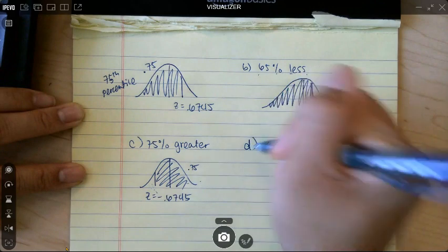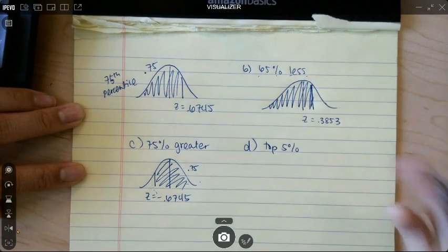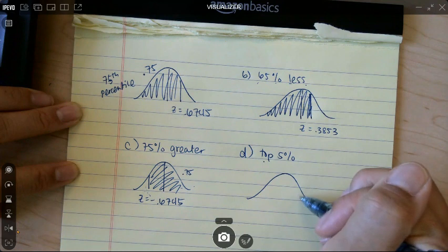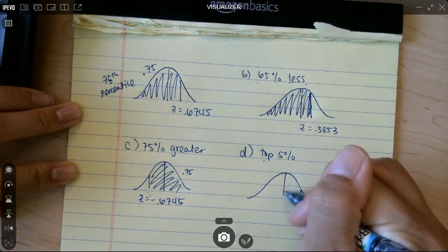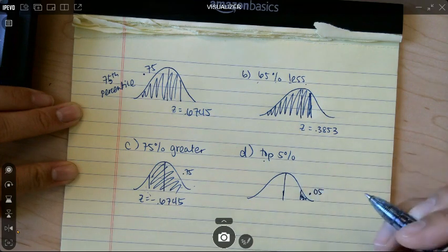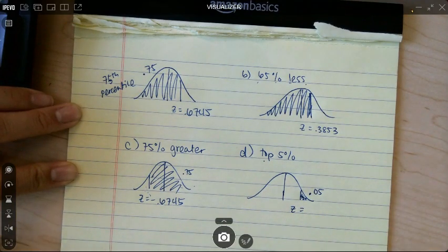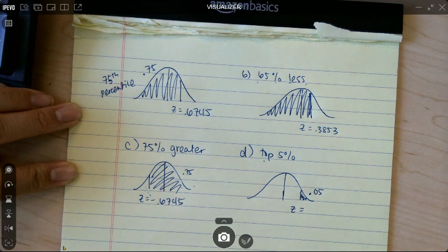Now we're looking for D, which is the top 5%. Again, I'm going to draw my distribution. Top means to the right, so I want my piece on the right to be 5%, something along these lines. Here's my middle. Remember 5% as a decimal is 0.05. So I want my area to the right to be 0.05, and the z-score is 1.6449.